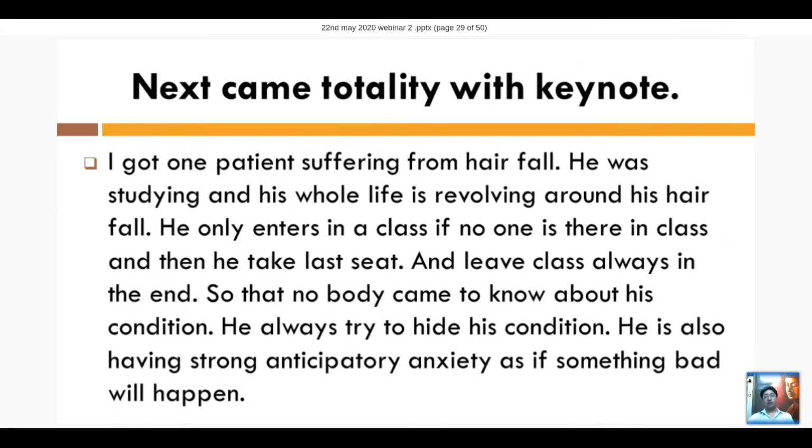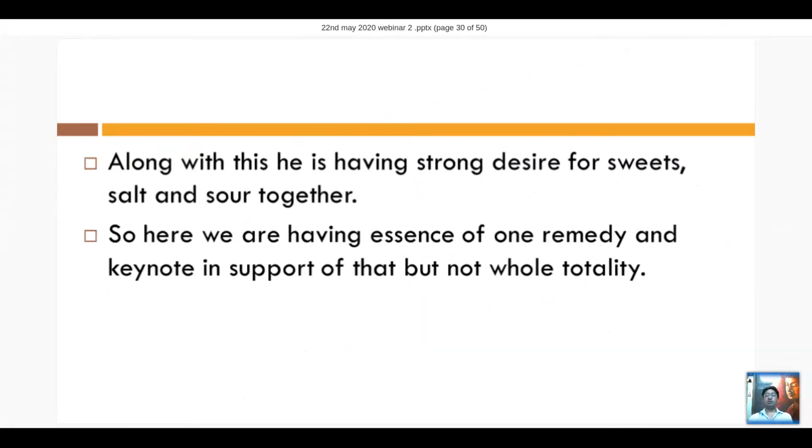So now we have the essence in this case of a patient. Along with that, he has strong anticipatory anxiety. Along with that, we have a very peculiar keynote, that he likes a few things together. What are those things? He has a very strong desire for sweet, salt, and sour together.